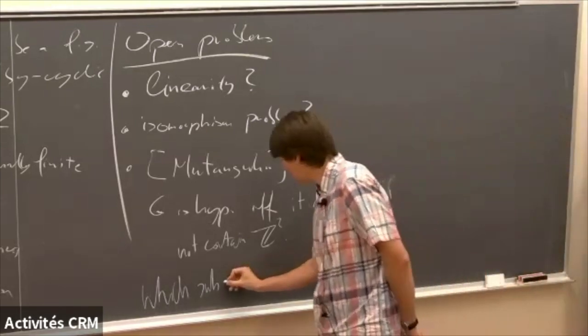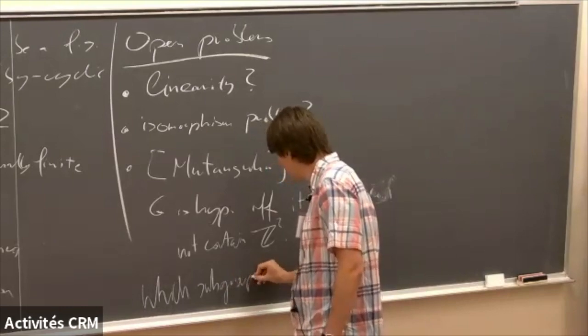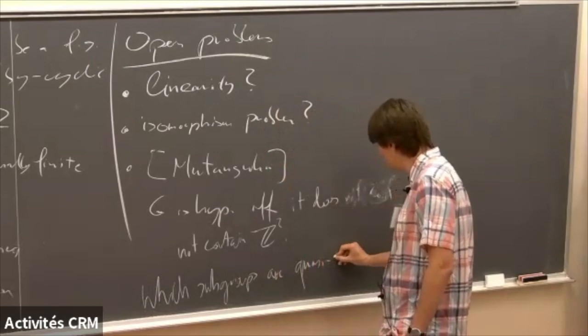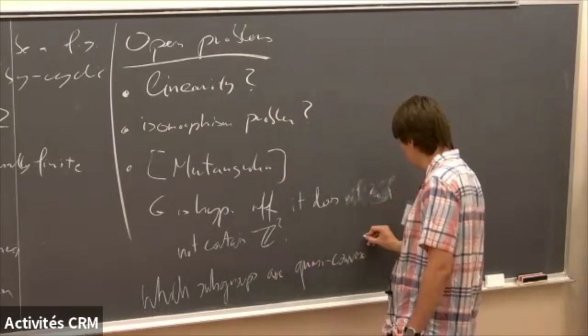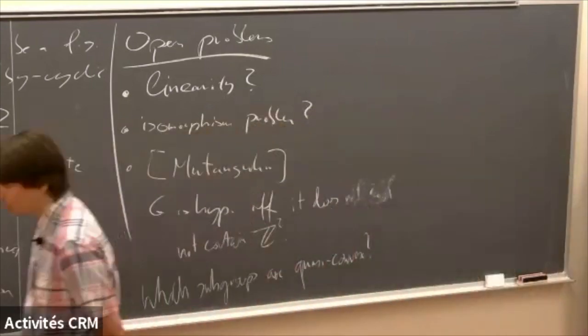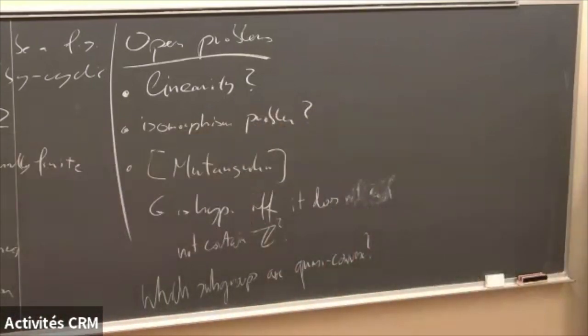So which subgroups are quasiconvex? We don't know. We would like to know. Okay, cool question. And there's one more. We know some with finite height. We still know how to prove it.